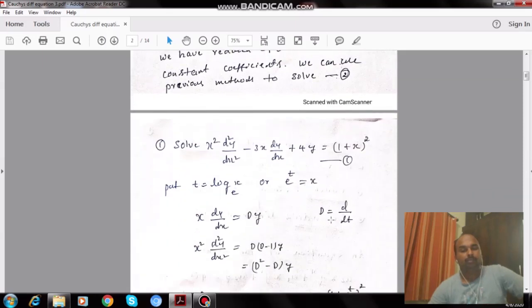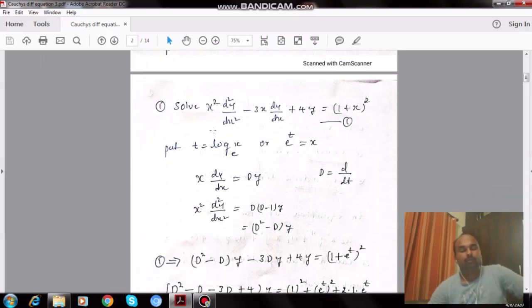I will explain this by using an example, that is, solve the equation x square into d square y by dx square minus 3x dy by dx plus 4y equals 1 plus x whole square. So use this substitution, t equals log x to base e, or e power t equals x. x into dy by dx equals Dy. x square into d square y by dx square will be D into D minus 1 into y, which is nothing but D square minus D. What is this capital D? That is d by dt. That is, we have replaced this independent variable x by another variable, that is t.